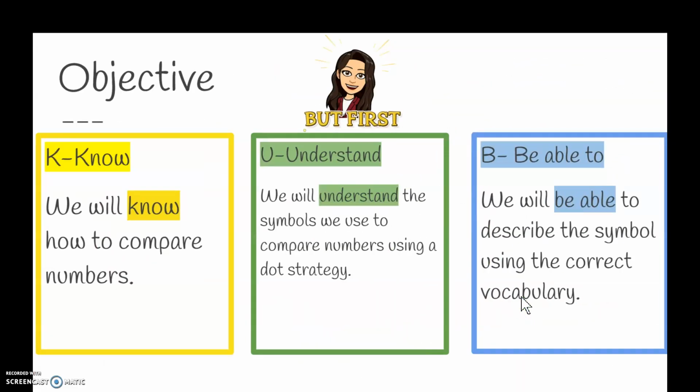Okay, our objective for today. We will know how to compare numbers. We will understand the symbol we use to compare numbers using a dot strategy. We'll be able to describe the symbol using the correct vocabulary. So we're going to describe those symbols.